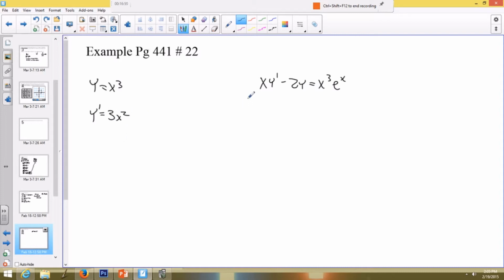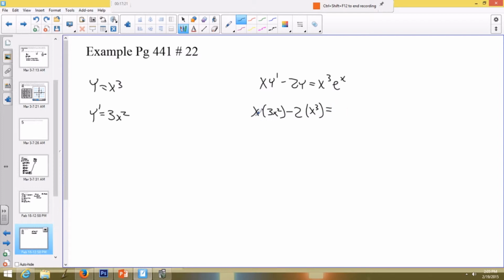So essentially, all I'm going to do is plug in what I know on the left-hand side and see if it equals the right. Pretty simple. So x times, well, y prime is 3x squared, and then minus, just make it look a little neater, x times 3x squared, because that's what y prime is, minus 2 times x to the third.